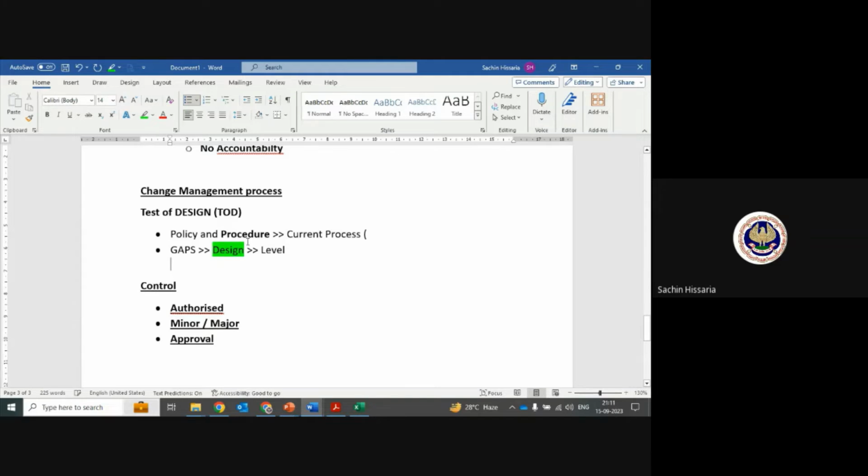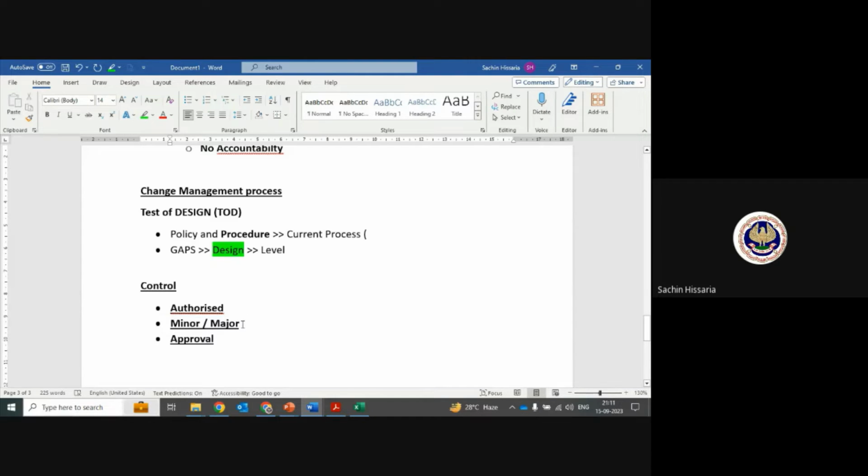Okay, so we'll start our answer like this. As an auditor, I will verify the change management policy procedure document. Here I will read the current policy process. I will try to understand the current process that the organization is following. From that, I will try to identify design gaps if there are any.